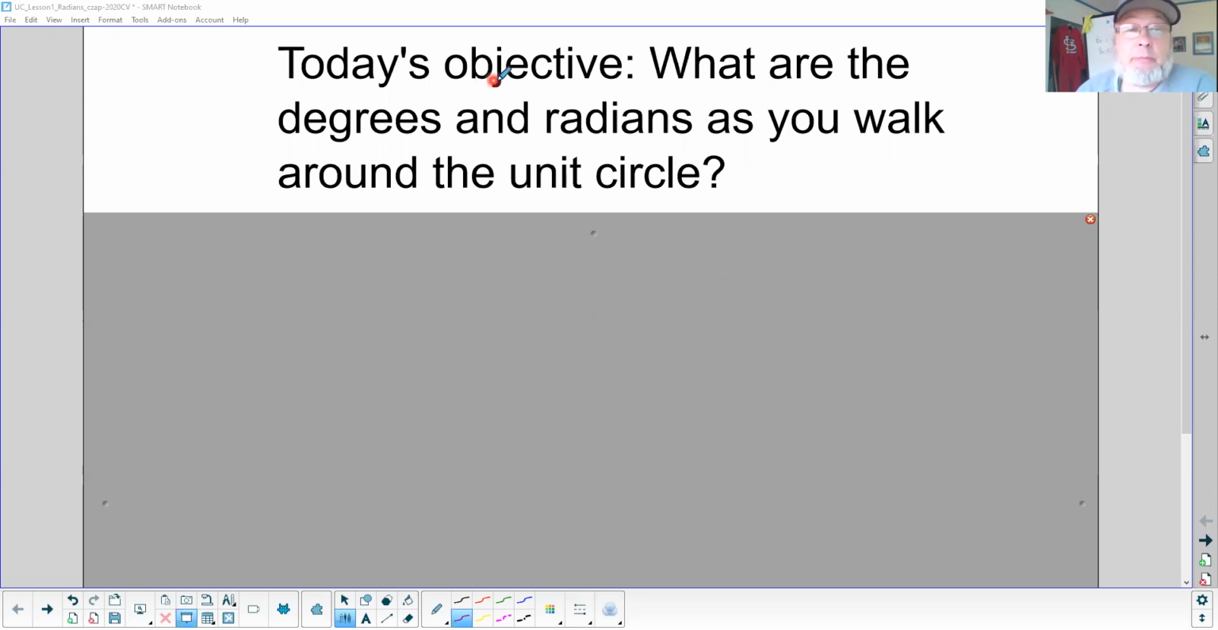Going to run through a little bit of some trigonometry introduction here. This should be following your lesson on special right triangles, and very soon we'll merge these two ideas together and we'll see how trigonometry kind of all falls into place. So today's objective: what are the degrees and radians as you walk around the unit circle? Well, what is the unit circle?